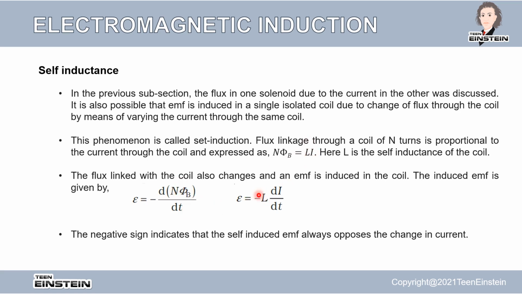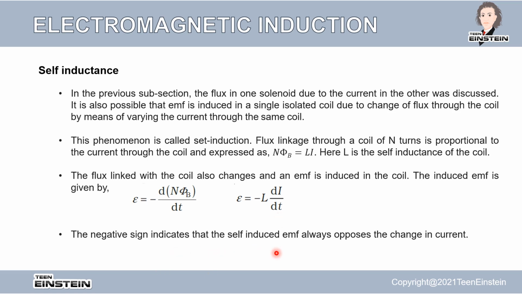So we can take L outside since it's a constant. So we have epsilon equal to minus L into di by dt. So what does di by dt represent? It's the rate of change of current with respect to time. So you just have one solenoid. If the solenoid has a time varying current, it's going to induce an EMF on its own in the same coil. So this is what is self-inductance.